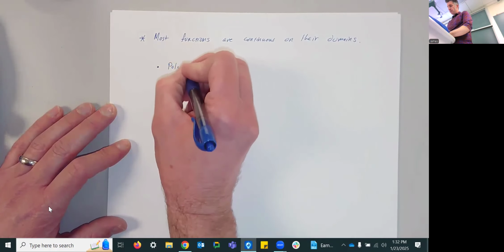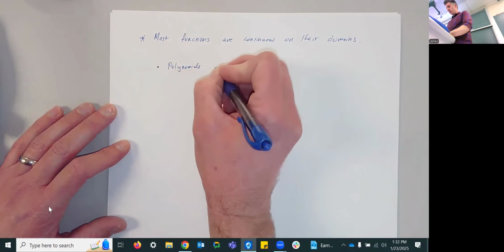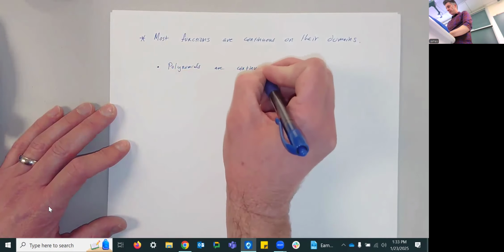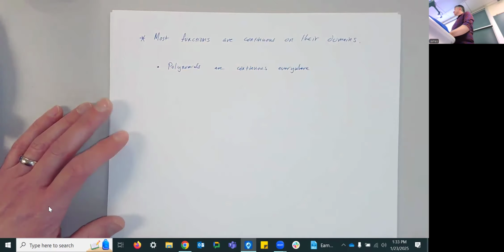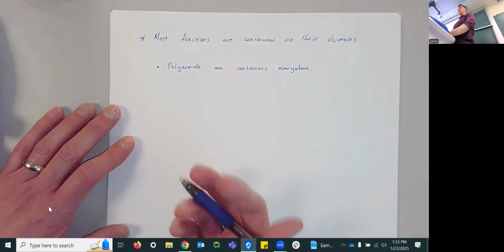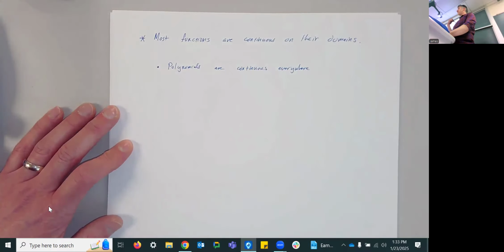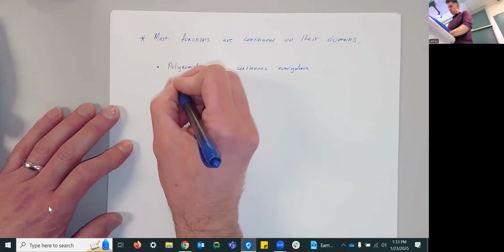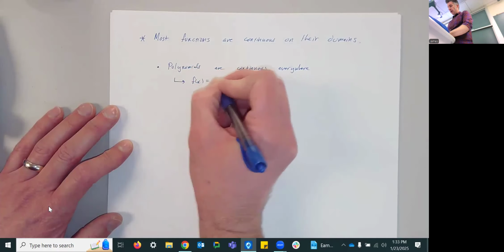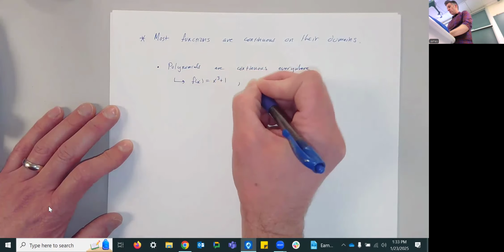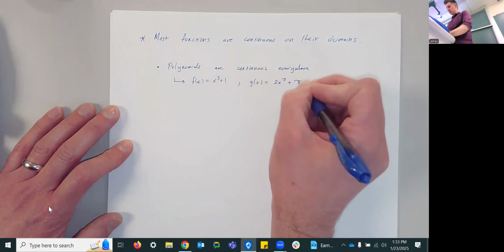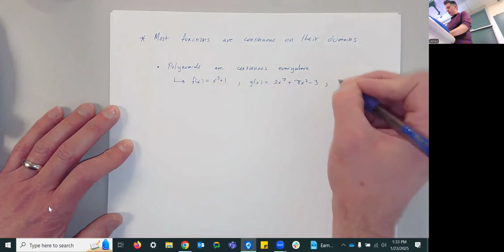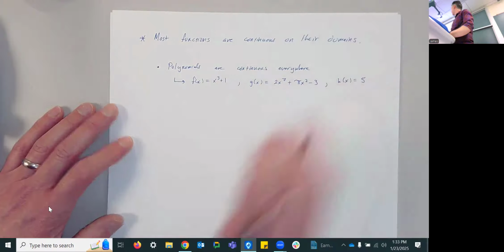Polynomials are continuous everywhere. So what makes a polynomial a polynomial? Powers of x are non-negative and integers. So for example, like f of x equal to x cubed plus 1, or g of x equal to 2x to the 7th plus pi x squared minus 3, or h of x equal to 5.